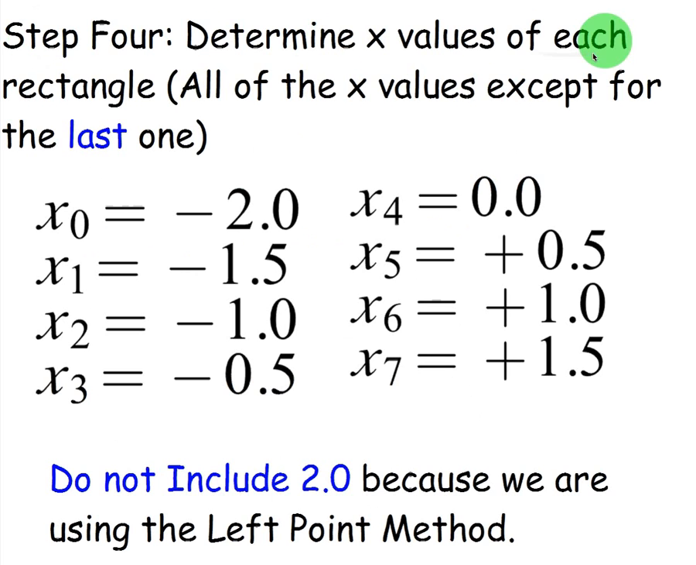Now we're going to determine the x values of each rectangle. It's all the x values except for the last one. Now, why is it all the x values except for the last one? That's because we're doing left point. So we're going to start at -2, then we go -1.5, -1, -0.5, 0, 0.5, 1, and 1.5. I always call my initial x value x naught, and then we go all the way up to x7. Since there's 8 total rectangles, it makes sense that it goes from 0 to 7. That's 8. We do not include 2.0 because we are using the left point method.